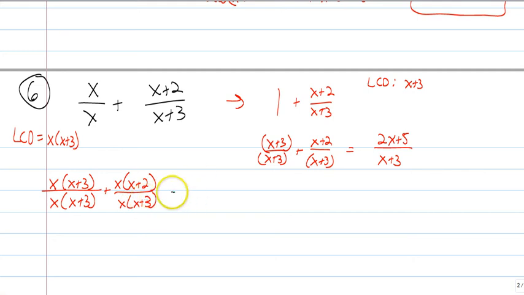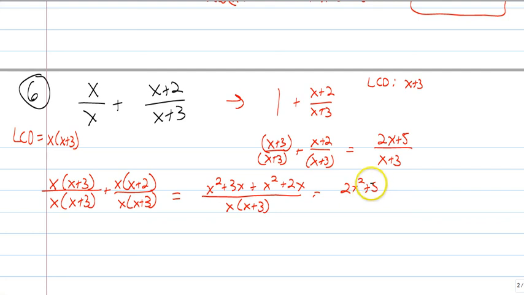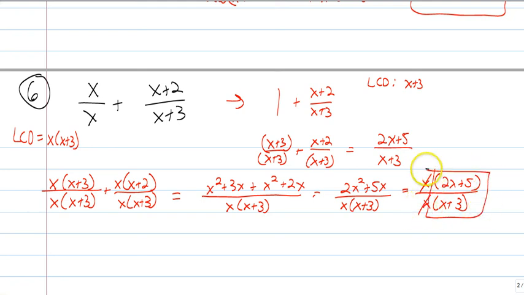And then when you multiply these out, let's see what happens, just to show you that it's the same thing. You get x squared plus 3x plus x squared plus 2x all over x times x plus 3. When you combine like terms, you get 2x squared plus 5x over x times x plus 3. And then you could factor out an x on top. Sure enough, these end up canceling again. So we are left with our final answer, the same thing as if you canceled them initially.